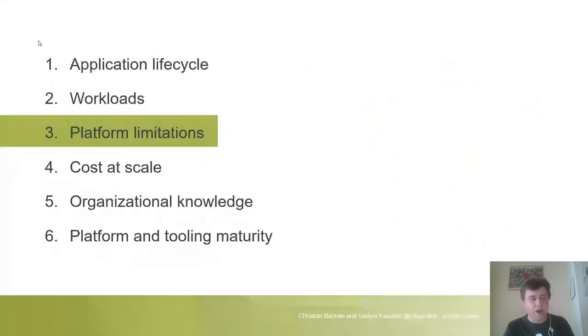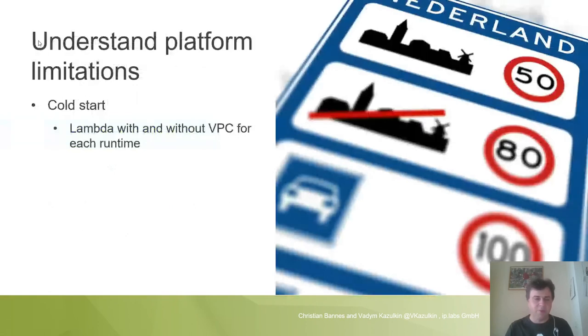So another area that you have to understand is platform limitation. And we will go through AWS examples. The one thing that everybody mentions is the cold start, and then you have the situation, the cold start with a virtual private network, and also without.